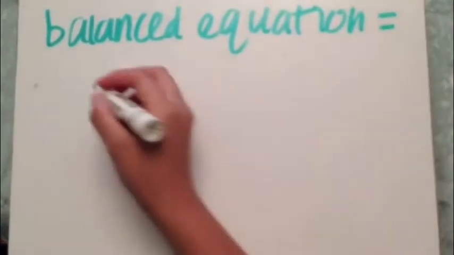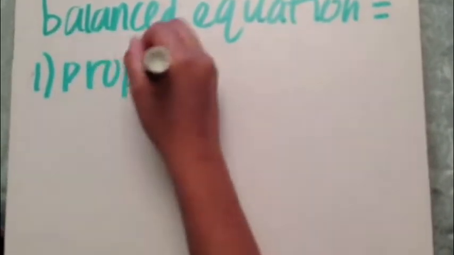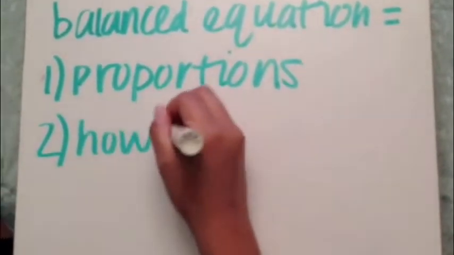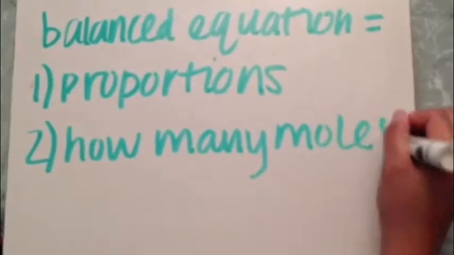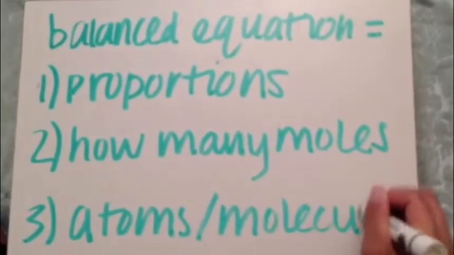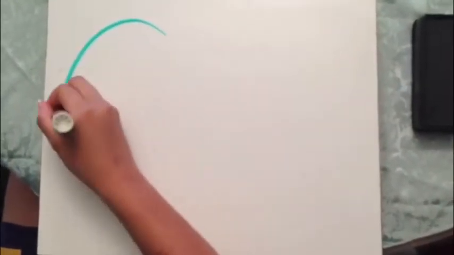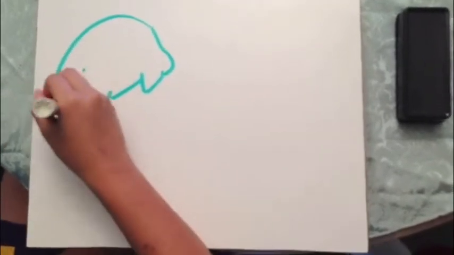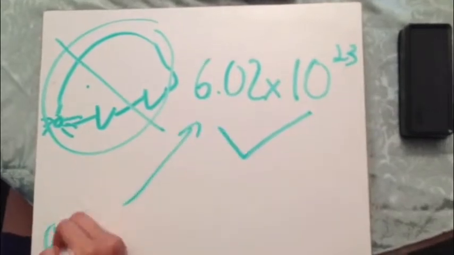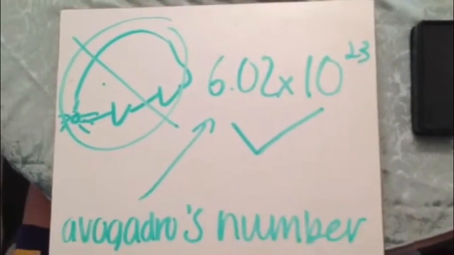Chemical equations must be balanced in order to determine the starting and ending amount of the substance involved in reactions. A balanced chemical equation gives us more information about a reaction, such as the proportion of reactant to products, how many moles of each substance there is, and how many atoms or molecules are present. A mole is a standard unit used to measure the amount of a pure substance equal to the quantity of 12 grams of carbon-12. This is about 6.02 times 10 to the 23rd atoms, also known as Avogadro's number.